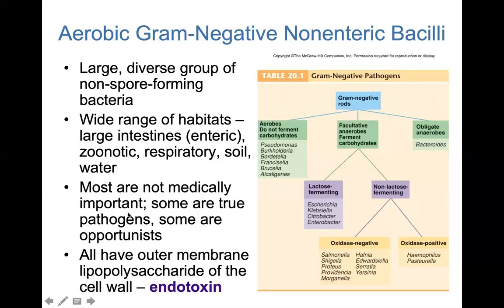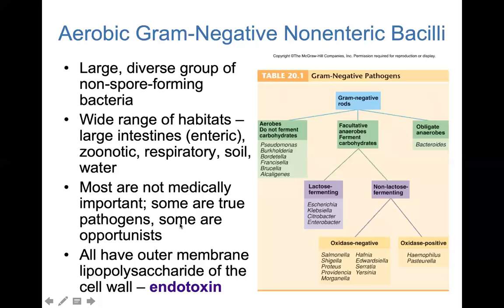Most are not medically important. Some are true pathogens. So when they say true pathogen, that means we could be totally healthy adults, and these would cause disease in most healthy adults, a true pathogen. Right? And then some are opportunistic.